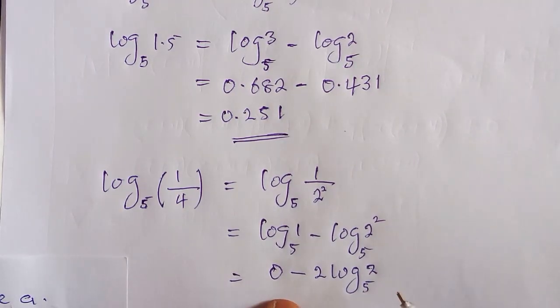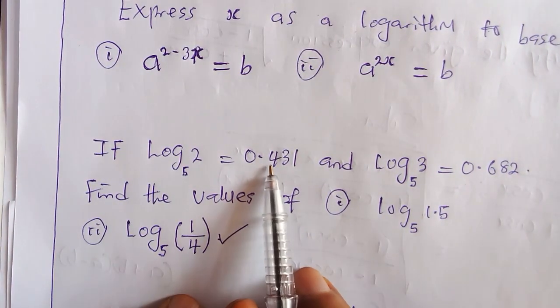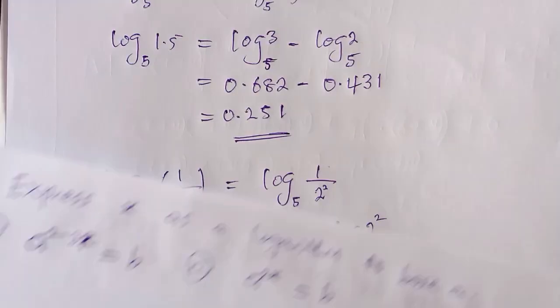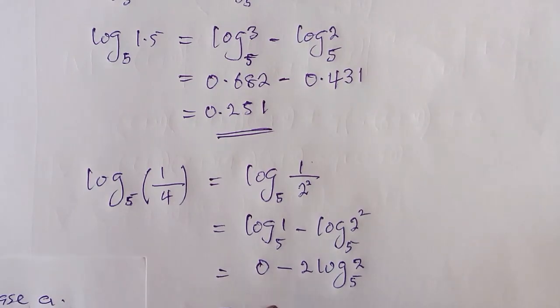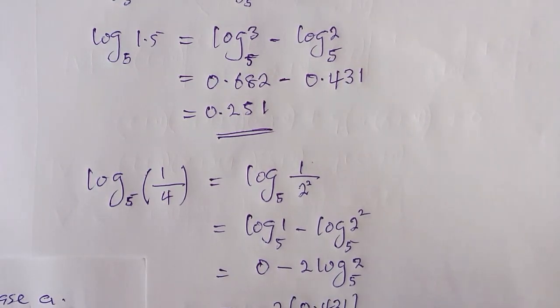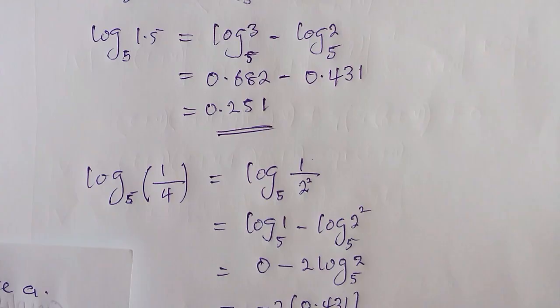This gives us, since log 2 base 5 is equal to 0.431, minus 2 into 0.431. When we multiply, I'm going to have minus 0.862. This is the answer to the question.